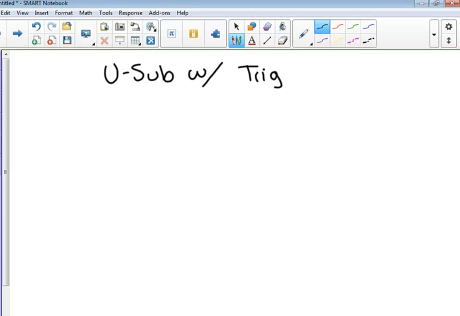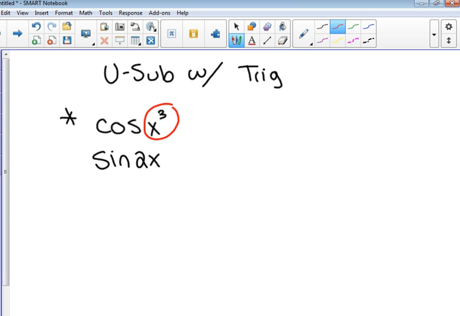So u sub with trig. When we want to use substitution with our trig functions, they are going to be things that look like this: cosine x cubed, or like a sine 2x. Basically, anytime you have more things going on than just an x, this is where we're going to have to use u sub.